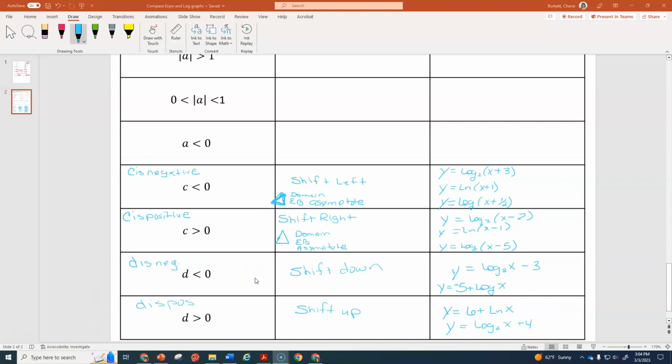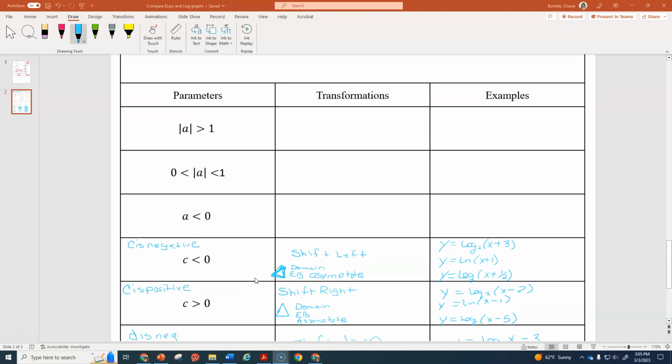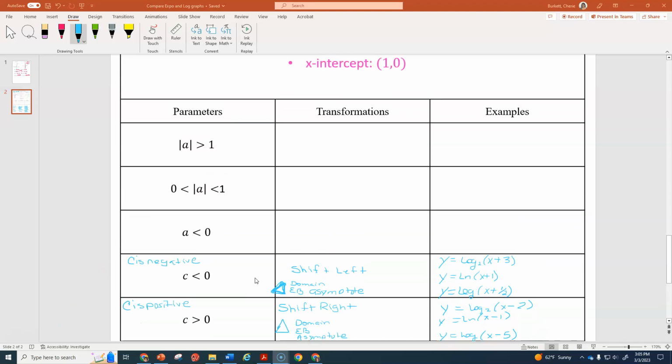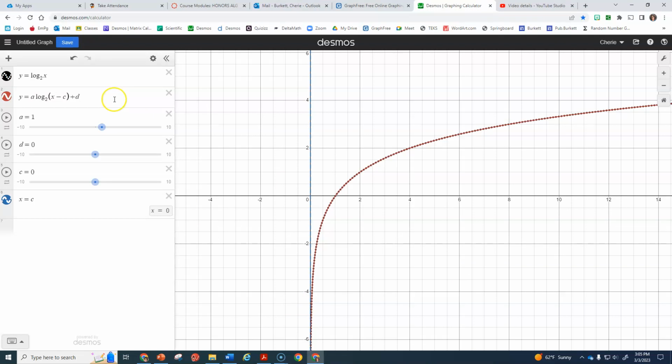Okay, we're going to move on now to values of A. A is not any different. We know it's going to reflect when it's negative, it's going to stretch when it's a number bigger than 1, and it's going to shrink when it's a number between 0 and 1. So let's go over here and look. Here the A value is 1. If I jump over here and make it negative, you can see that it's reflected.